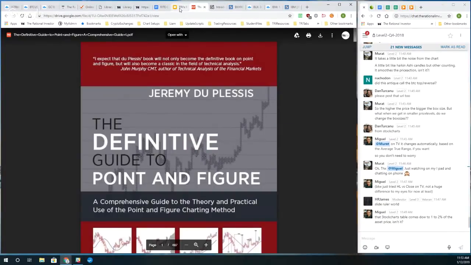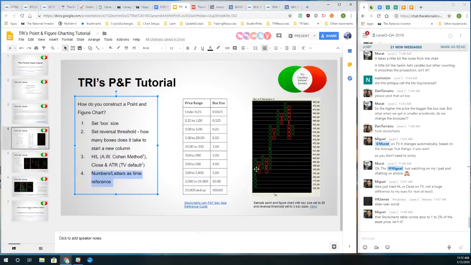Last point that we make there is if you look at a point and figure chart and you're like, what the heck do all these letters and these numbers mean? Well, because point and figure charting removes time from the equation, those are your time references to try and figure out when this happened through the calendar year.